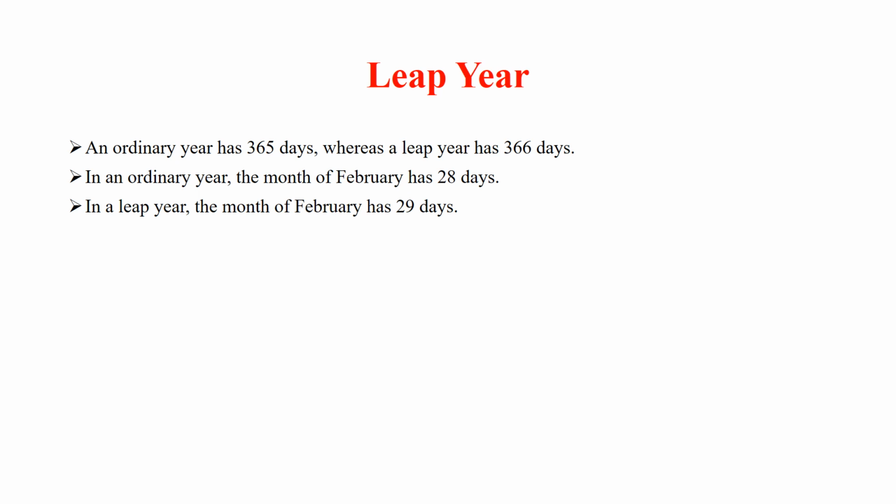First, we should know what is a leap year and the number of days in a leap year, and how to find whether a year is a leap year or not. An ordinary year has 365 days, whereas a leap year has 366 days. In an ordinary year, the month of February has 28 days, whereas in a leap year, the month of February has 29 days.